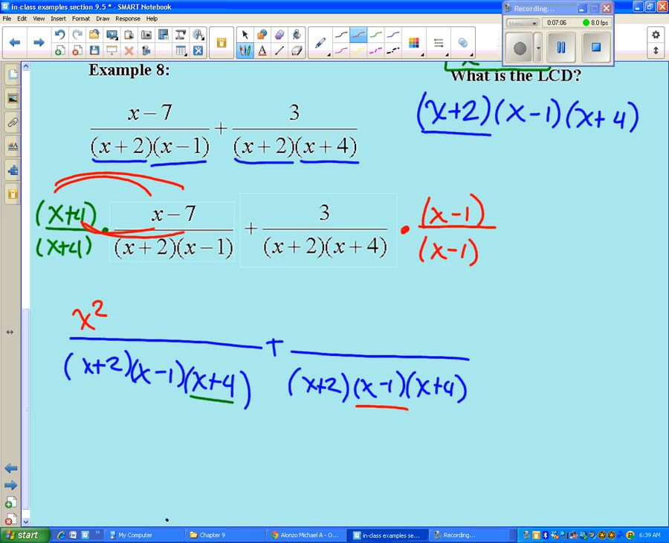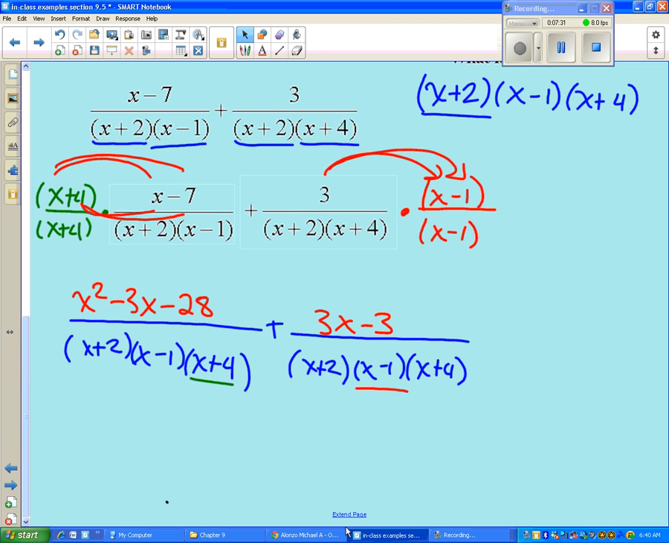First, I'm going to get x squared. Outer, I'm going to get negative 7x. Inner, I'm going to get positive 4x, which is a negative 3x. My last, I'm going to get a negative 28. Here, I just need to distribute the 3 into the x minus 1. So I get 3x minus 3.